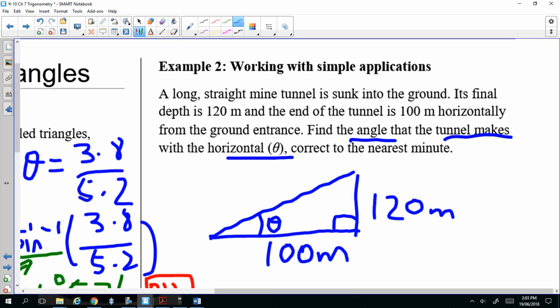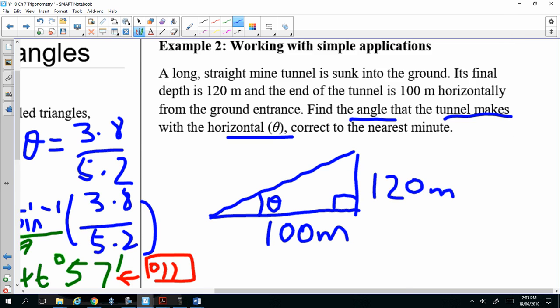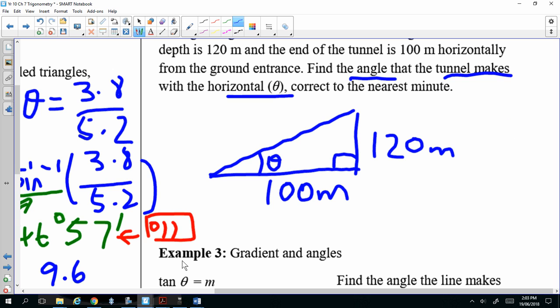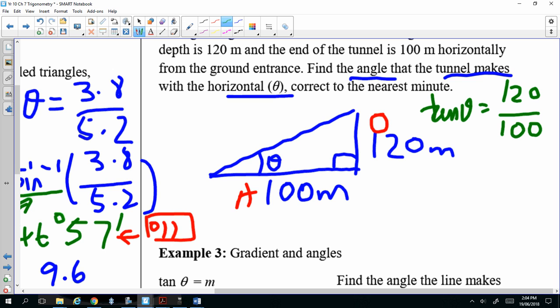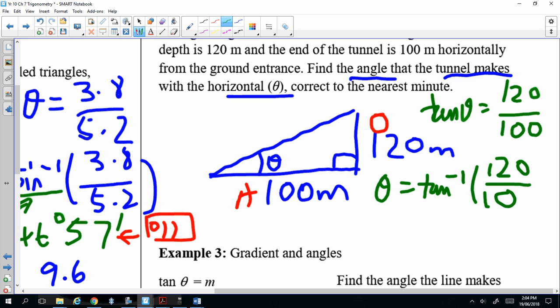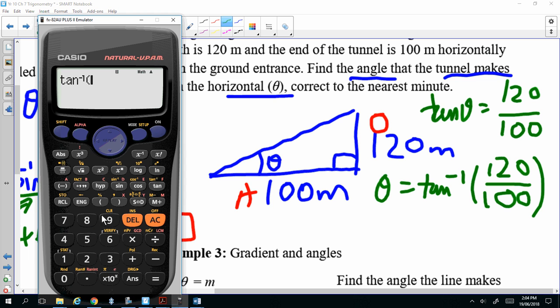So you just have to set up the equation. We've got the adjacent, we've got the opposite. So write tan theta equals opposite over adjacent. And to find theta, remember to write tan inverse, okay? Remember, it's called tan inverse. To access tan inverse on the calculator, you press Shift, tan, 120 divided by 100, equals, and press that button.